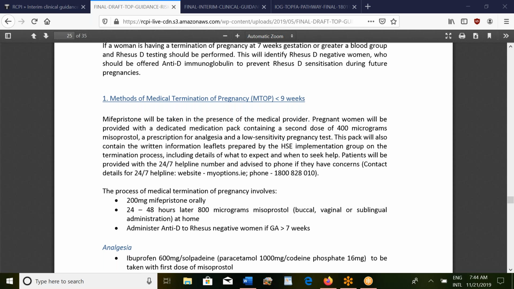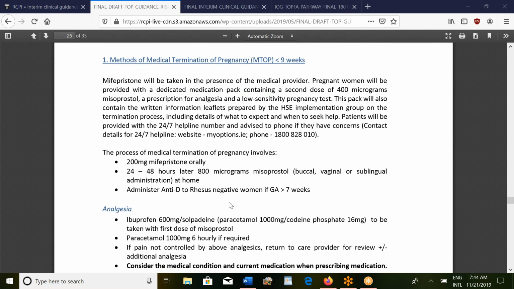So if they ask you about the methods also: expectant, we have no chance. So we will get a special pack. That is their plan. They can get 800 micrograms of misoprostol, and the process will involve giving mifepristone, because if the os is tightly closed, then you are going to give them mifepristone.